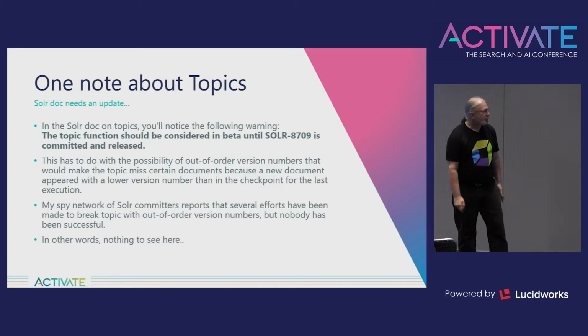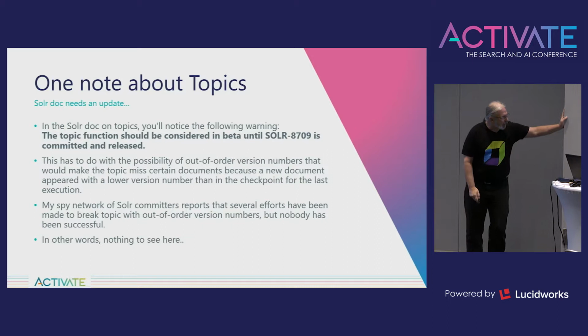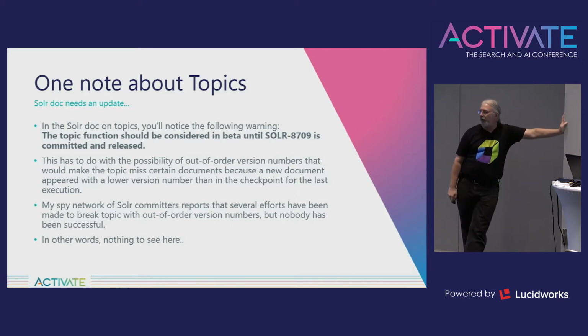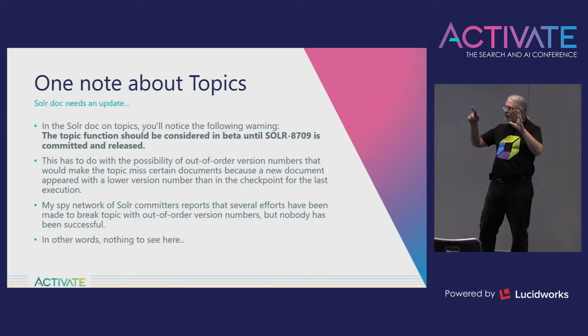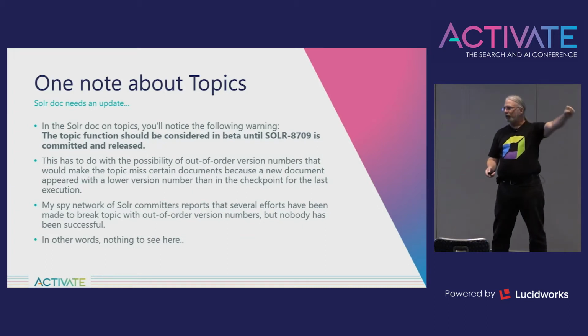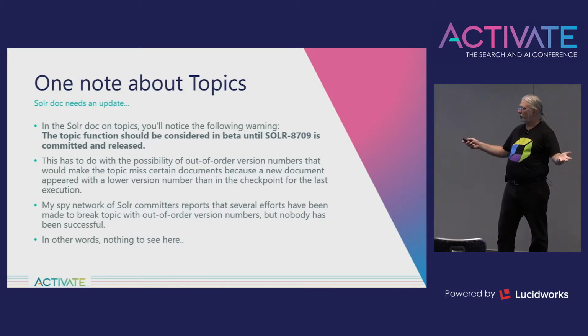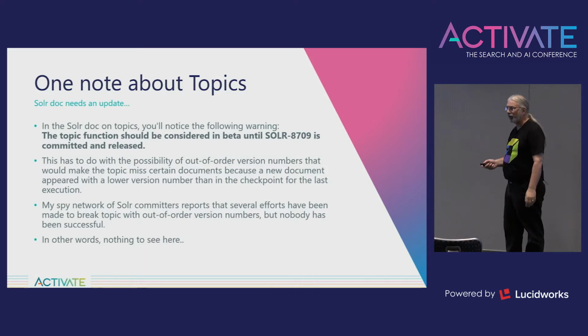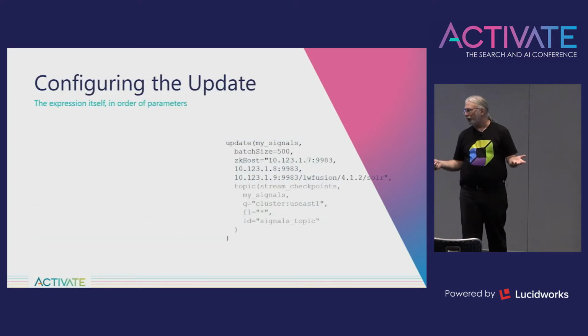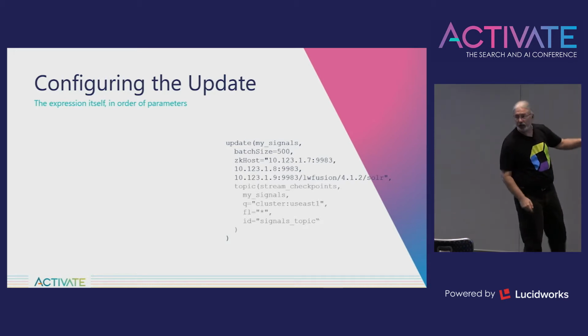So one note about topics in general. There is a note in the Solr doc that says, until Solr bug 8709 is fixed, avoid topics, consider them beta. That's a bit of a lie. It has to do with version numbering and the possibility of a new document being introduced with an older version number and therefore being omitted from the replication. Nobody's been able to make it happen. It's been open for 2 years. Nobody's been able to make it happen, so safely ignore that bug. Nothing to see here. But I'm just saying, if you look at the Solr doc, you're going to say, oh my God, he didn't talk about that bug, but yes, I did.